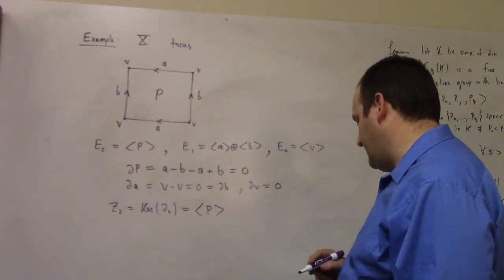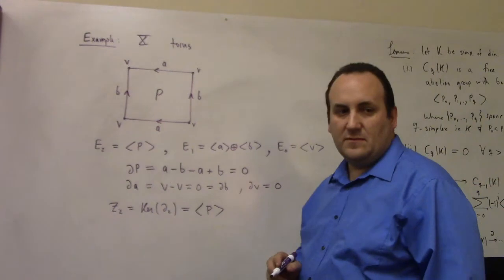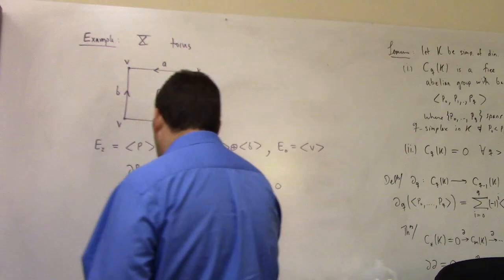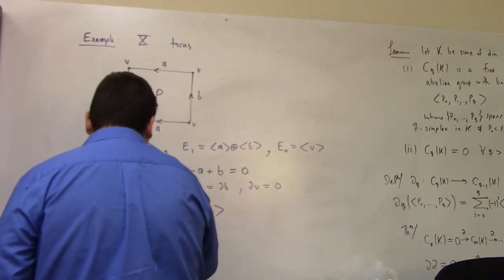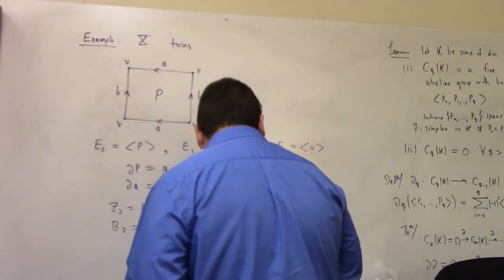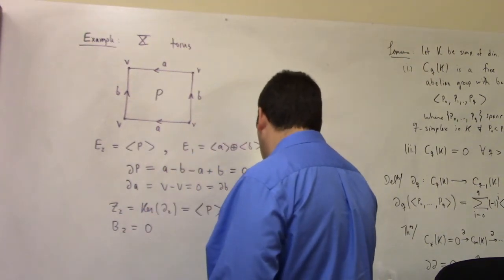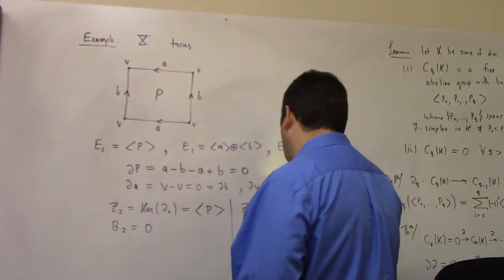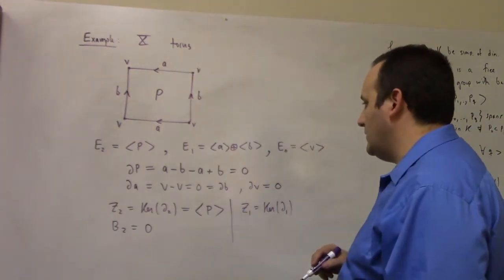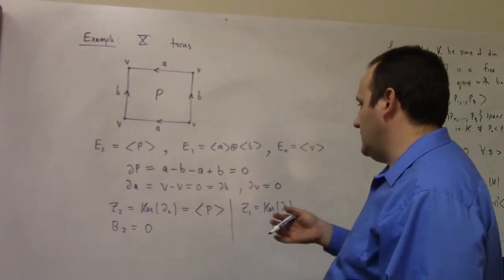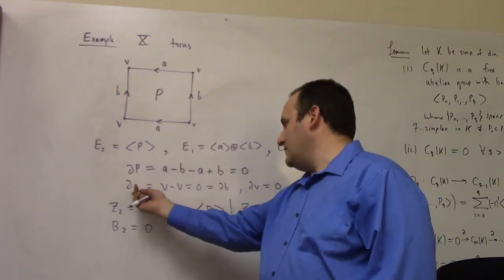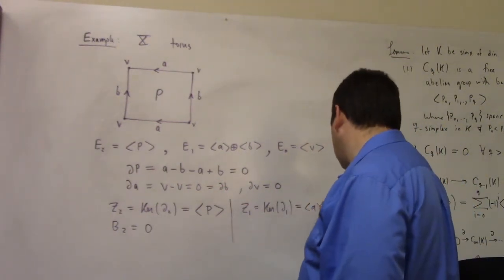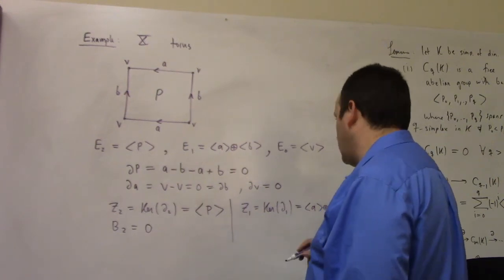So you can't have a bound. P doesn't appear as the boundary of something else. So the B2 here is zero. Z1 should be the kernel. And so you get A and B both in there, so that's just, right?